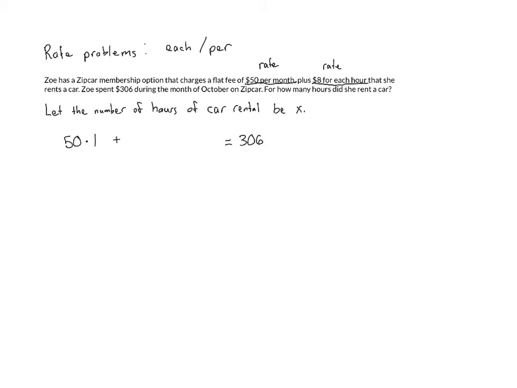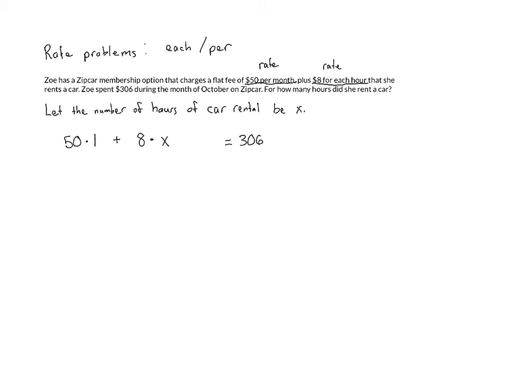Next, we need to look at the charges per hour. It's $8 for each hour. Well, we need to multiply that by the number of hours she rented the car for. And in this case, that's our unknown. We said that the number of hours would be X. So we're going to multiply 8 by X. And this gives us our equation.